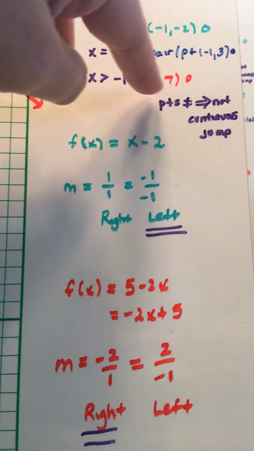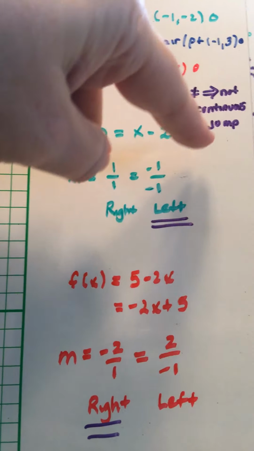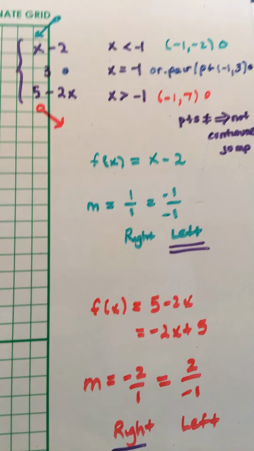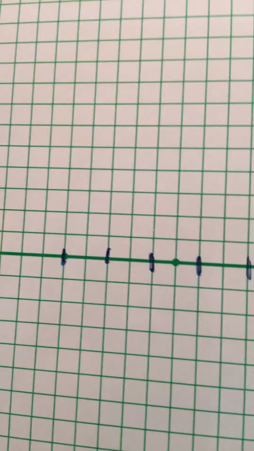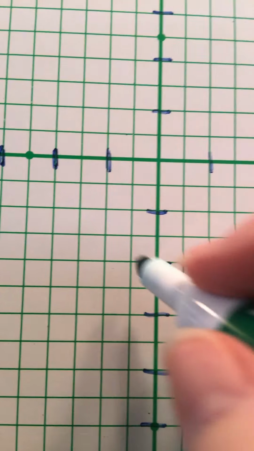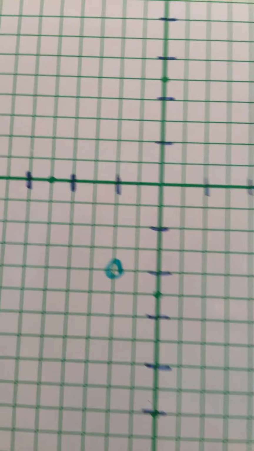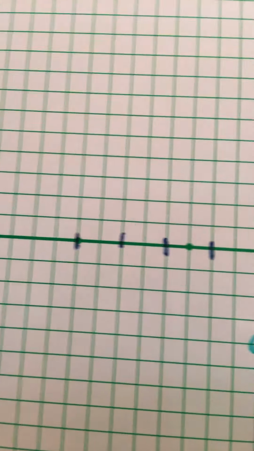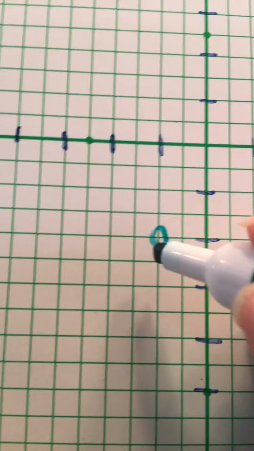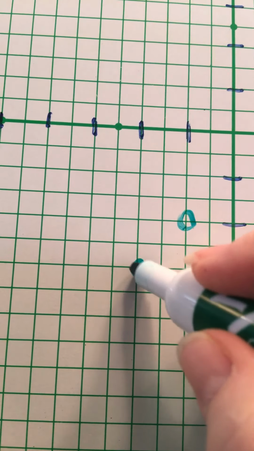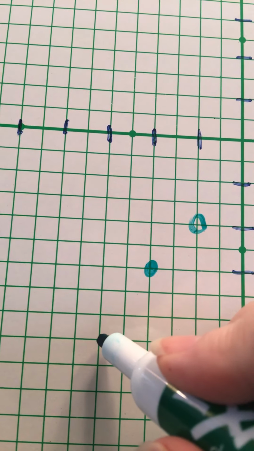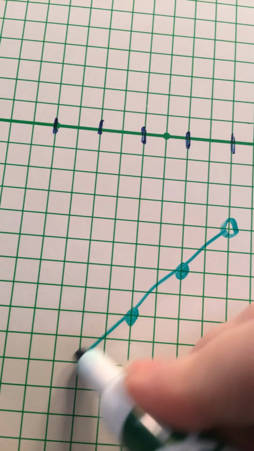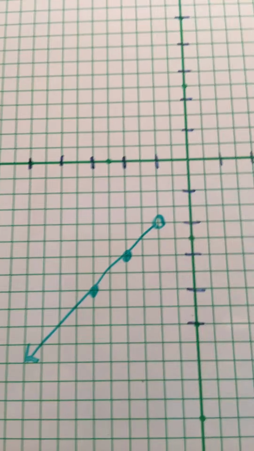Now notice none of these match up, these y values. And so this is not going to be continuous, and it's going to be a jump. So I'm going to start with negative 1, negative 2. And I'm going to plot negative 1, negative 2 with an open circle. And now I want to go down 1, left 1. And you really only have to do 1 point. So when I go down 1, left 1, I could stop. But I usually go 2. So I'm going to go down 1 more, left 1 more. And then it gets a left arrow.